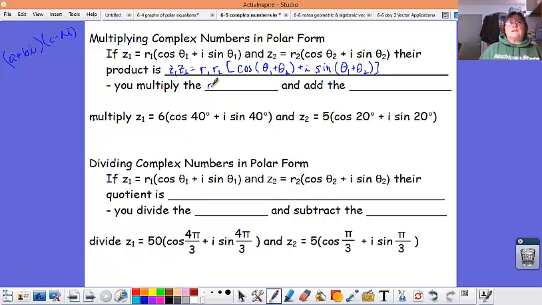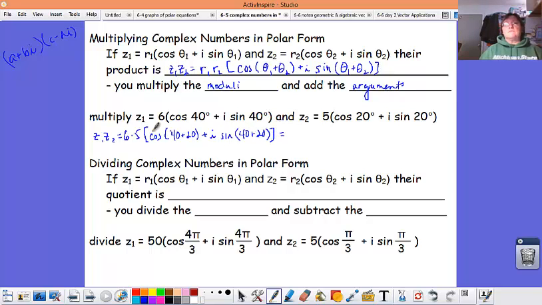You multiply the moduli, you add the arguments. Okay, so if we're going to do that here, to multiply these two numbers together, our product will be 6 times 5, and all of that multiplies the cosine of the sum of the angles, so 40 plus 20, plus I times the sine of 40 plus 20. So there's my substitution step.